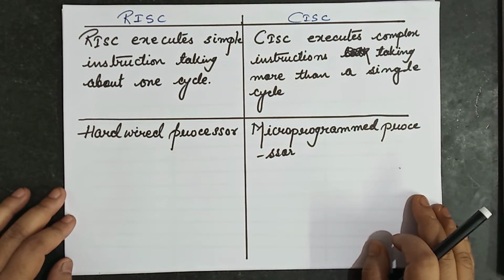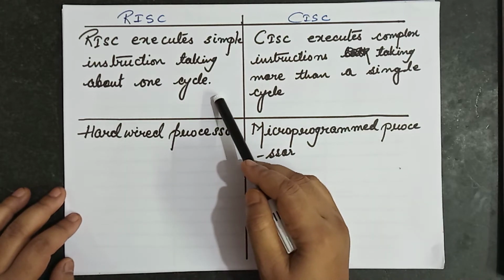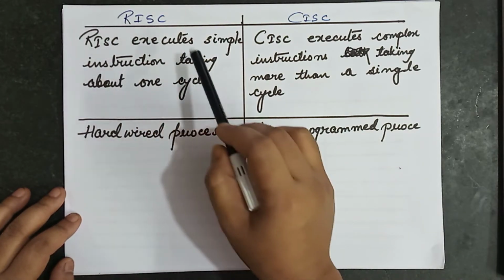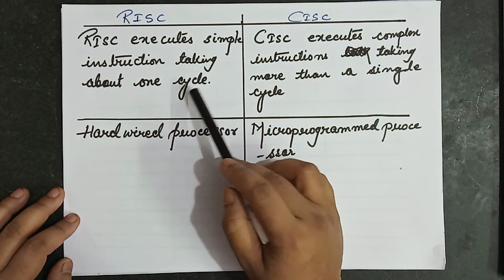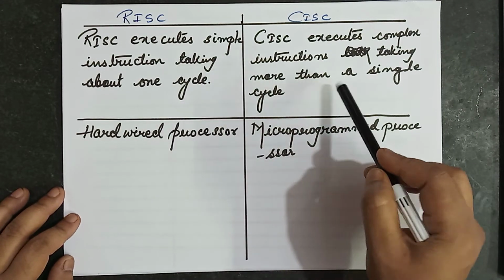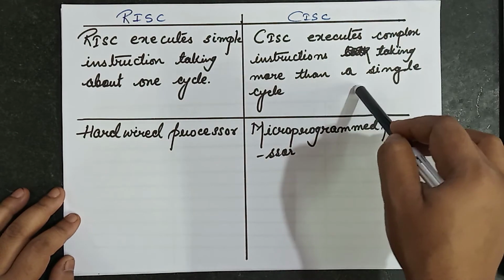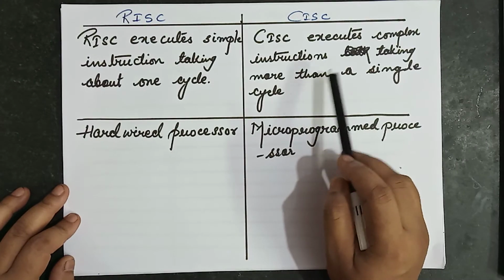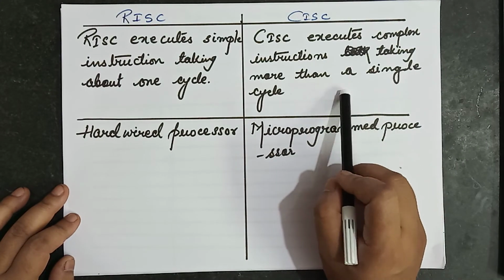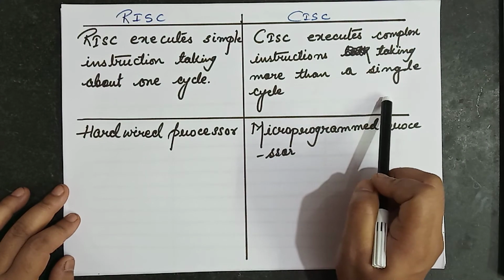RISC executes simple instructions taking about 1 cycle. We have already discussed that the RISC works only on simple instructions, and to execute one instruction it takes only 1 cycle, whereas the CISC combines several simple instructions into a complex one, and that is why to execute a complex instruction it takes more than 1 cycle.